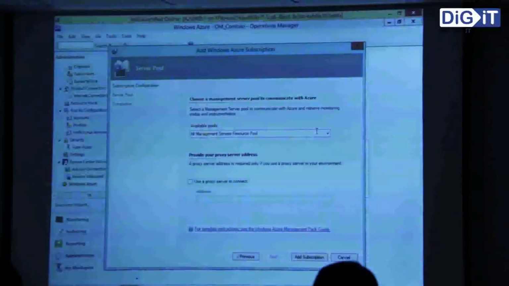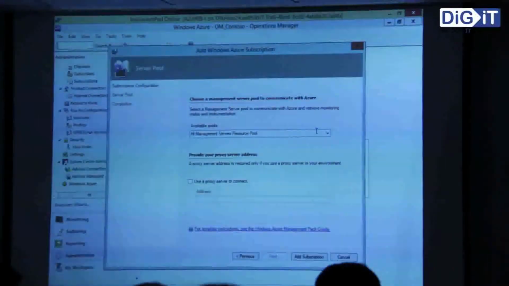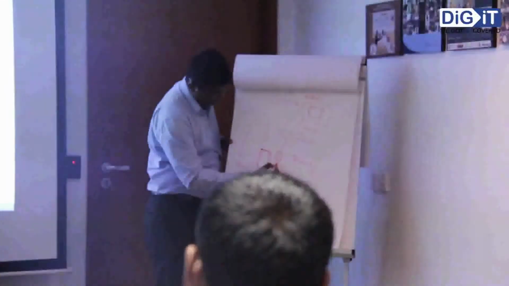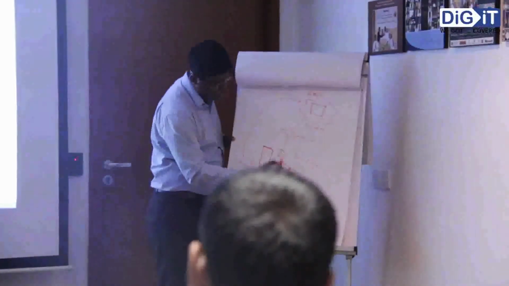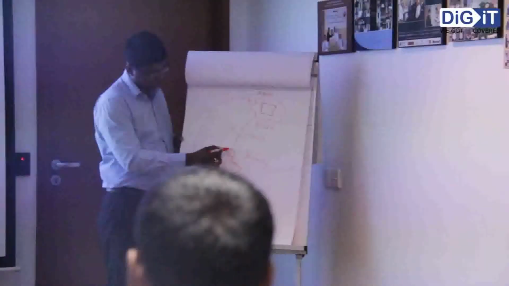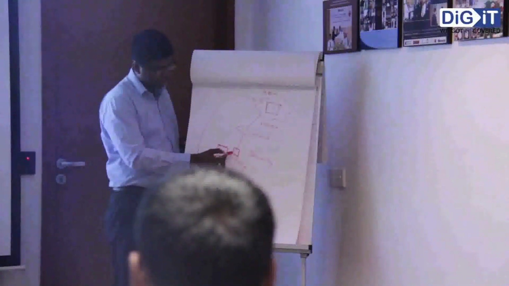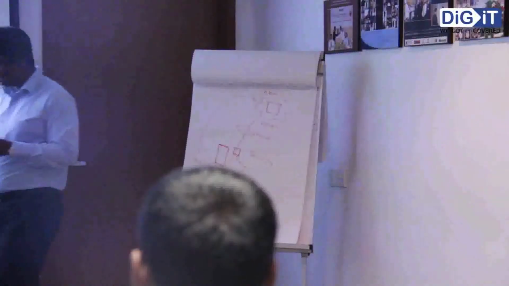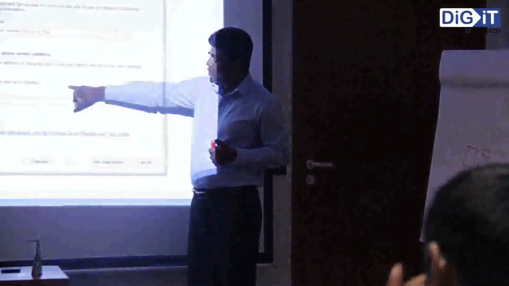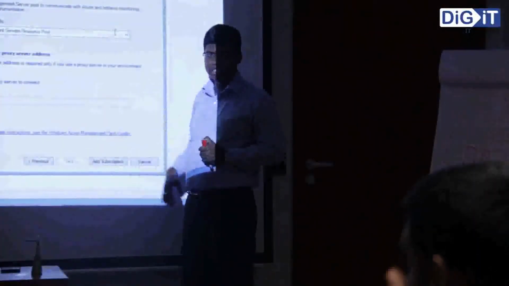in case for some organization their SCOM server has never been allowed to go to the internet directly, there will be another proxy server in between. Through the proxy only you can go to the internet. If that's the case, you have to let them know what the proxy server is, so through the proxy server they will go to the internet. If you have such a thing, you can say use a proxy server to connect to the internet and give the address of the proxy server. Now in my case, I don't have.